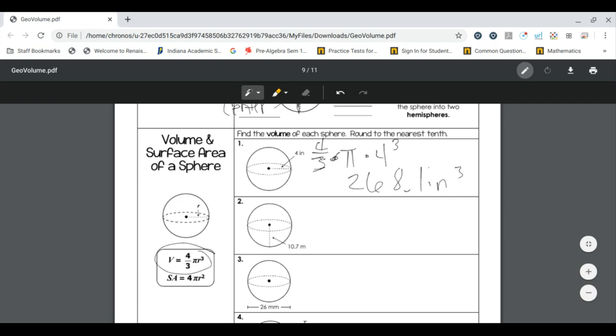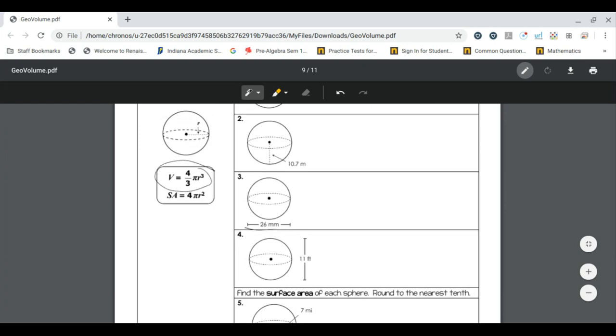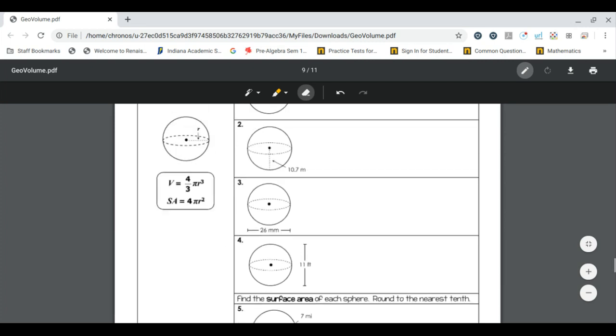Now, if you look at number 2, the 10.7, that's your radius. Oops, sorry about that, guys. Let me erase that. Now, if you look at 3 and 4 give you a diameter, so then your radius would be 13, and then your radius here would be 5.5. So we're only going to do volume on this sphere today. We are not going to hit the surface area until Thursday. So I think you guys can do it. Obviously, email me. You have it all set up, and I know you can work really hard.